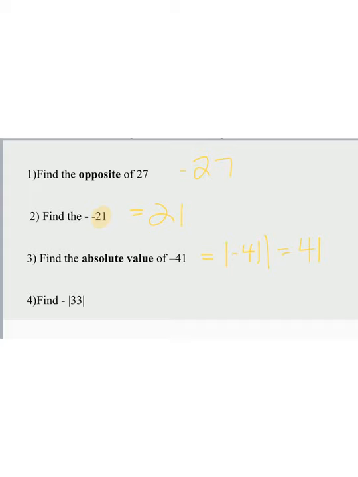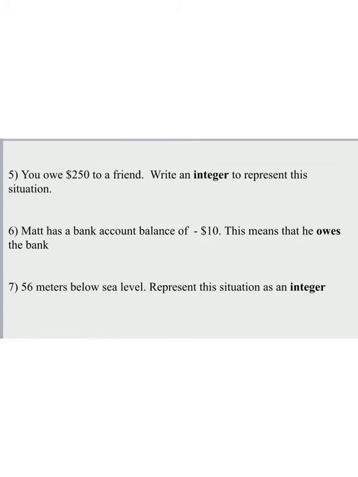The very last one says find the opposite of the absolute value of 33. If we start inside of our absolute value sign, what is the absolute value of 33? Well, that's positive 33. And then at the end, we're going to find the opposite of positive 33, which is negative 33.